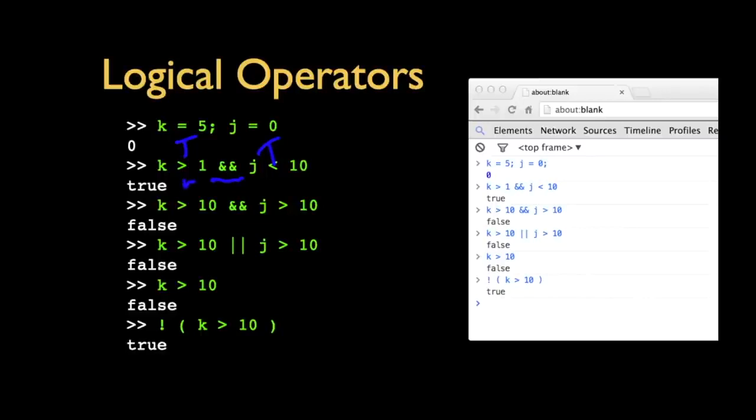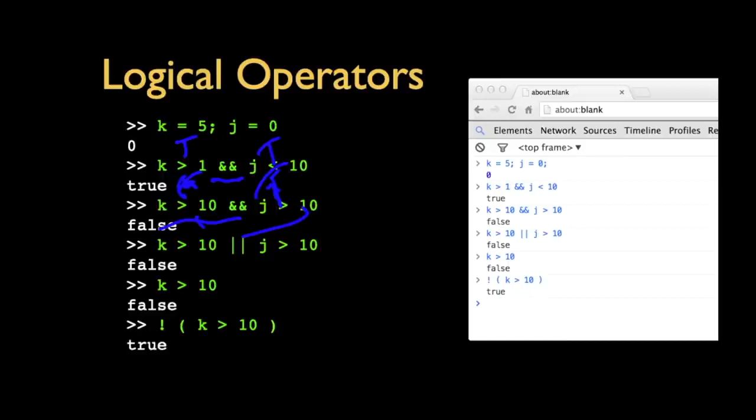Is k greater than 10? No. And is j greater than 10? That's true, but this one's false. False and true become false. Or: is k greater than 10 or j greater than 10? No, neither is true, so the result is false.